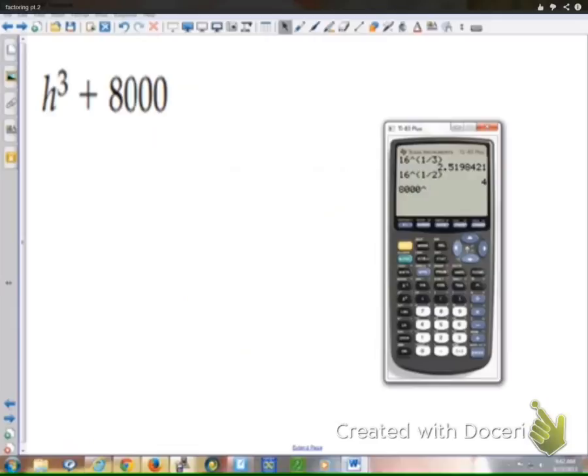Step 1. Is there anything in common that can come out? No. Step 2. Do we possibly have squares or cubes? Cube. Very good, because h is cubed. Well, what you need to do now is find the cube root of 8,000. 20. Very good. You took 8,000 to the 1/3 power.